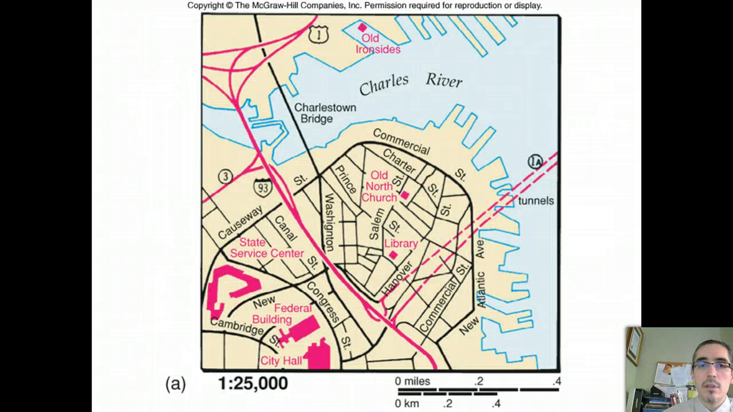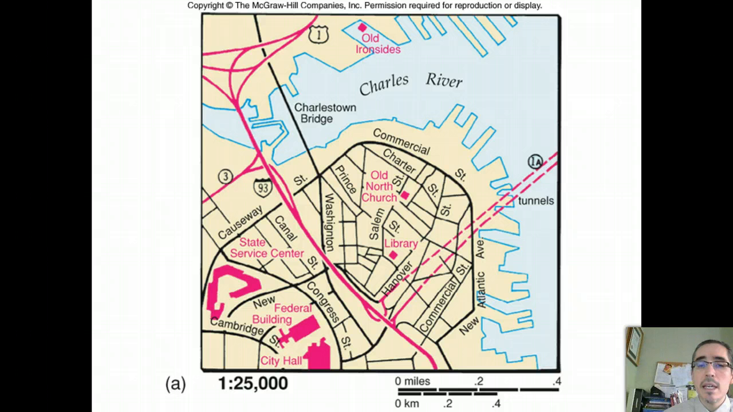This is an example of a relatively large-scale map. It's at 1 to 25,000. You can see that in the lower left. The scale is also represented with a scale bar. But looking at the map itself, you might recognize this as downtown Boston.